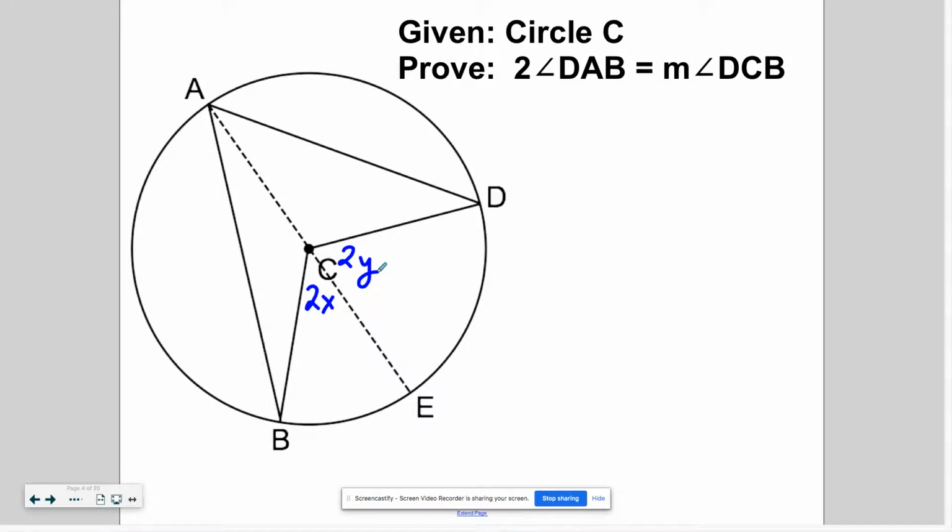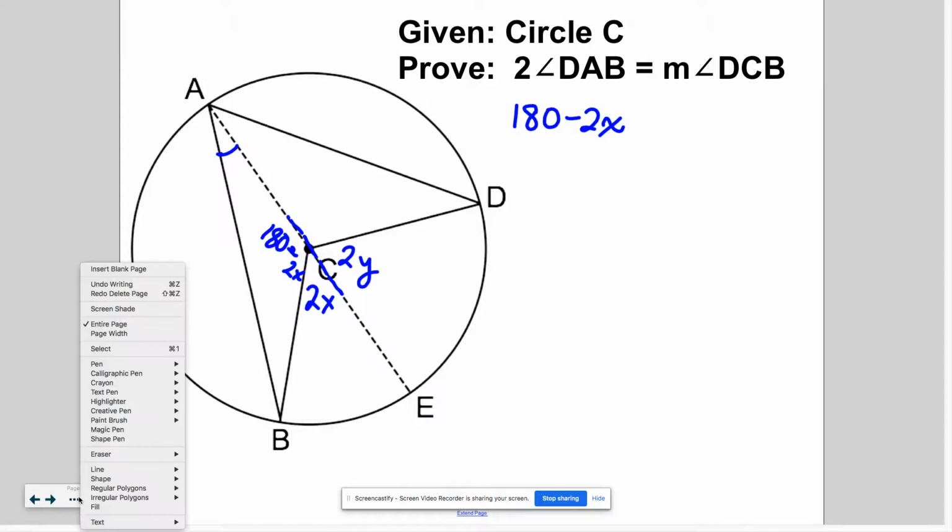Right in here, I want to find out what that is in terms of x. So I'm going to do a little work on the side and say, this dotted line makes a straight angle, so that must be 180 degrees. If I take 180 and subtract that 2x, that should be what this angle is, 180 minus 2x. Okay, that's fine. But what am I looking for? I'm looking for this up here. I want to know how much that is in terms of x.